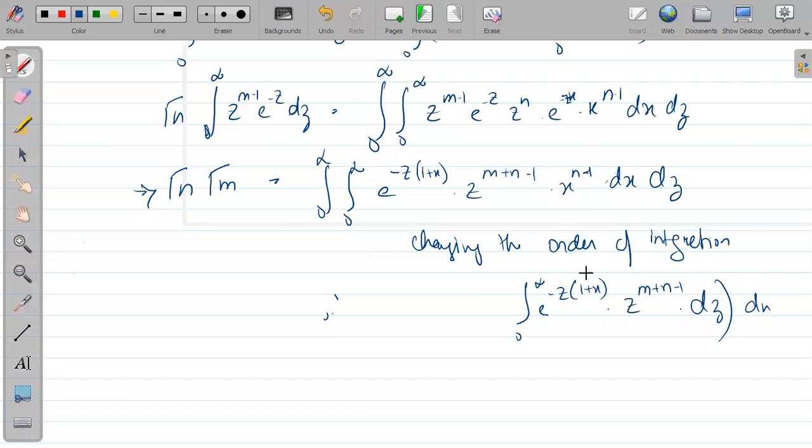And what is constant for this integration? x to the power n minus 1. Because x to the power n minus 1 is constant for this integration, as this integration has the variable z only, and the other integration has the variable x only. So we are writing like this. Okay.